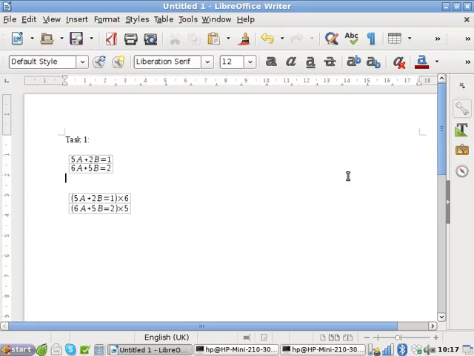LibreOffice everybody can get for free, so this is the reason I'm using it. Not everybody will have Office, Microsoft Office.